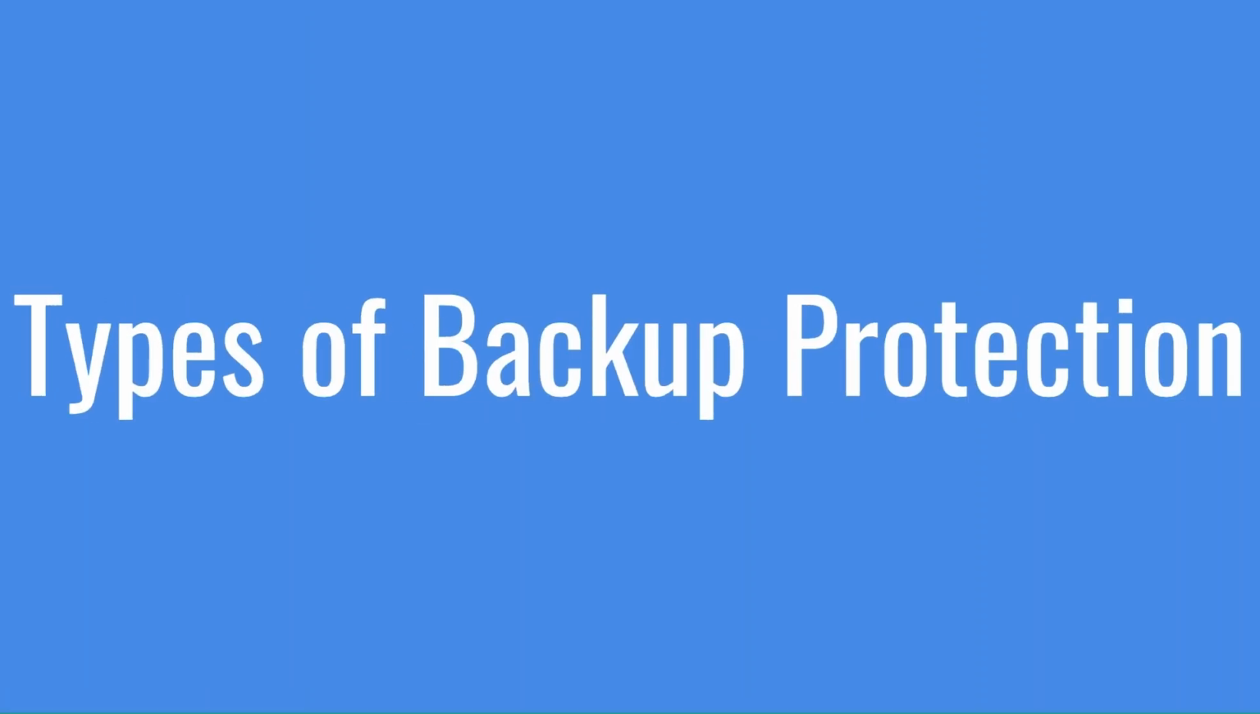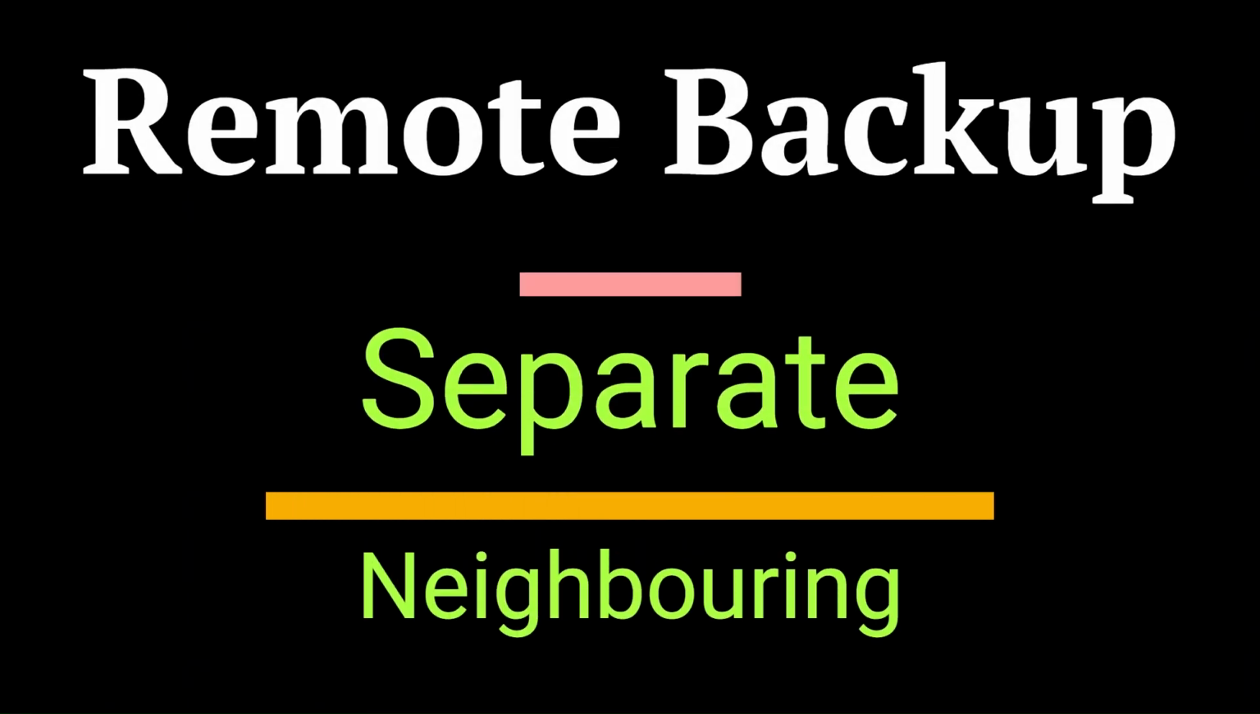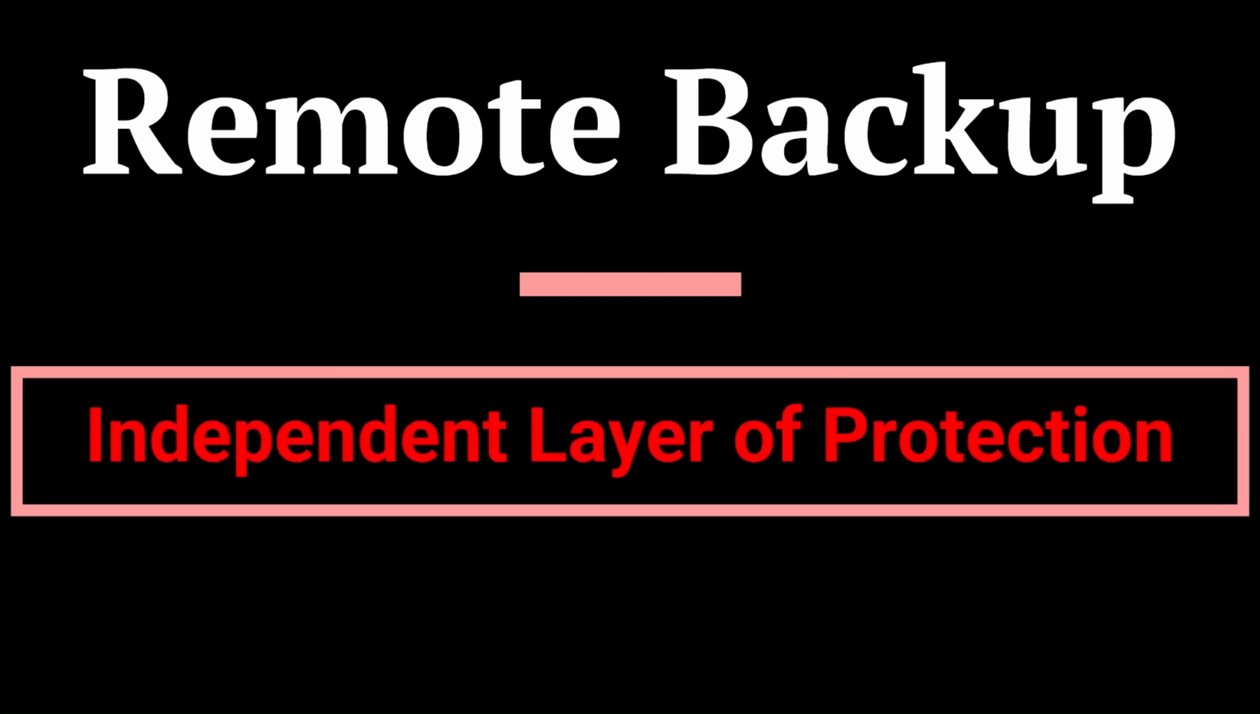There are basically two types of backup protection: remote backup and local backup. Remote backup protection provides backup relays in a separate or neighboring station. This provides an independent layer of protection because the backup protection is not affected by the same factor that might cause the primary protection to fail.